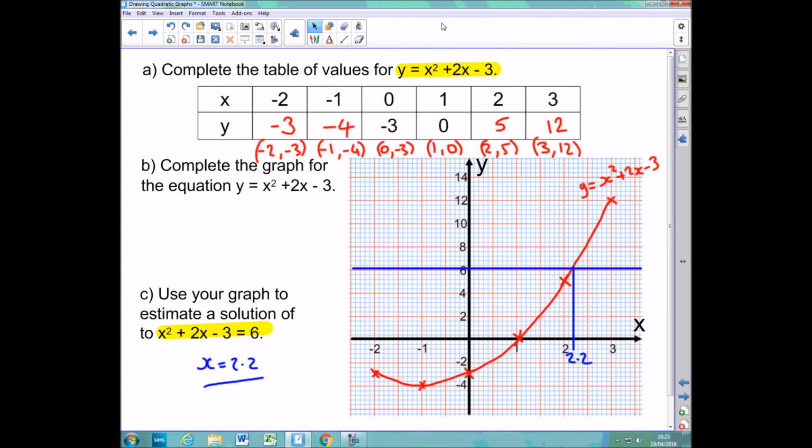Okay, so hopefully that's helped you to answer questions on drawing quadratic graphs and then finding solutions of equations based on those graphs. This question does appear on the calculator and non-calculator papers, so get used to being able to do this both in your head and with a calculator. Try loads of exam questions and good luck!